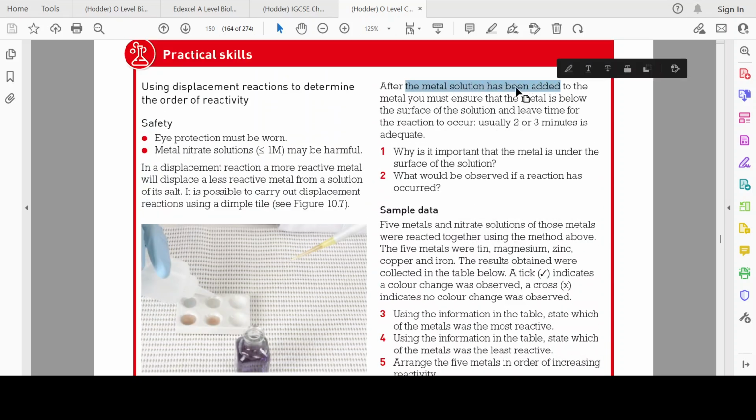After the metal solution has been added to the metal, you must ensure that the metal is below the surface of the solution and leave time for the reaction to occur. Usually 2 or 3 minutes is adequate. First of all, why is it important for the metal to be under the surface of the solution? Any ideas?